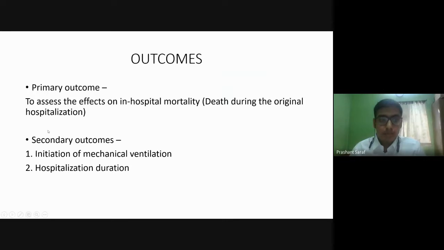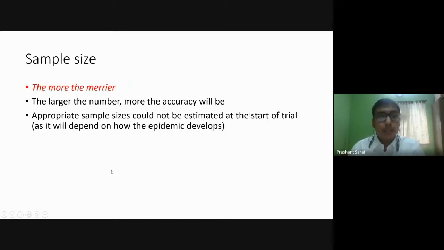The secondary outcomes of this study were the initiation of mechanical ventilation, which means if using a drug, it delayed or reduced the initiation of mechanical ventilation, or it reduced the hospitalization duration. Coming to the sample size, the protocol didn't mention any specific number. It mentioned that the larger the number, the more the accuracy will be, because at that time it was not known how the epidemic will develop.